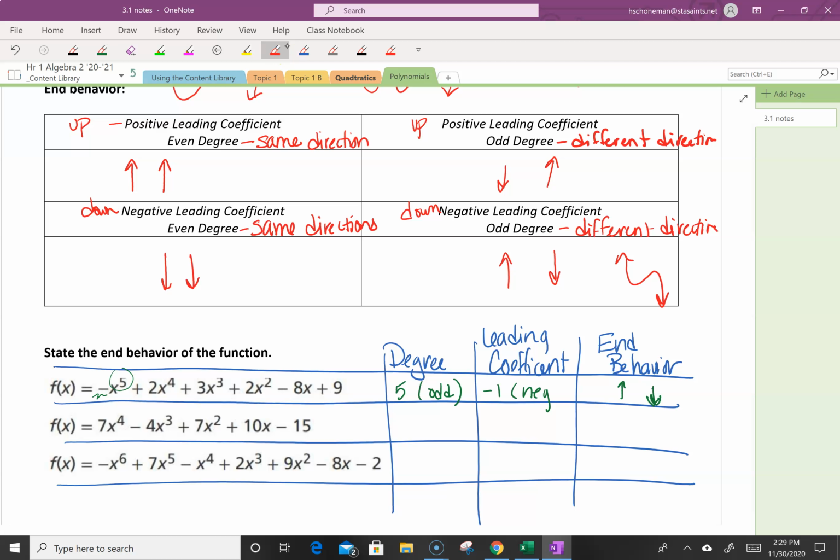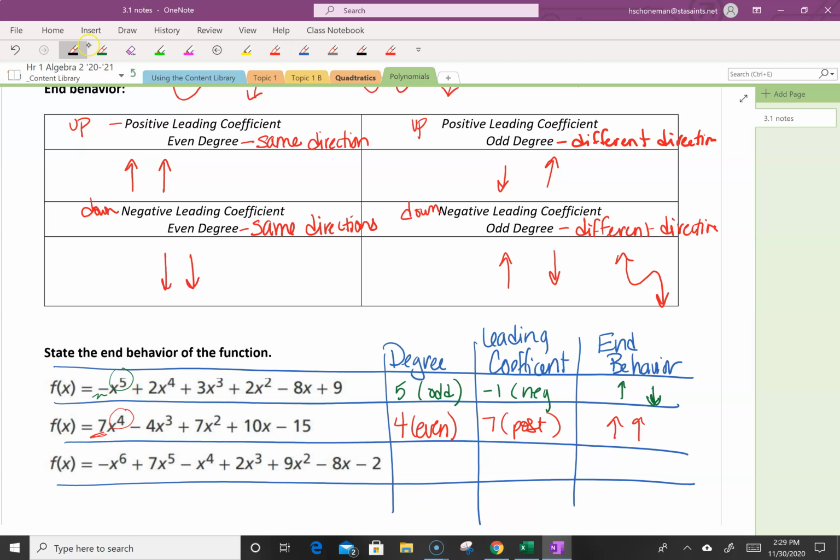On the second one, the degree is the highest exponent, which is 4, which is even, so they have to be going the same direction. So now we're in the left two categories. The number in front, the leading coefficient, is 7, which is a positive number, which means they both have to be going the same direction, and they're going up.